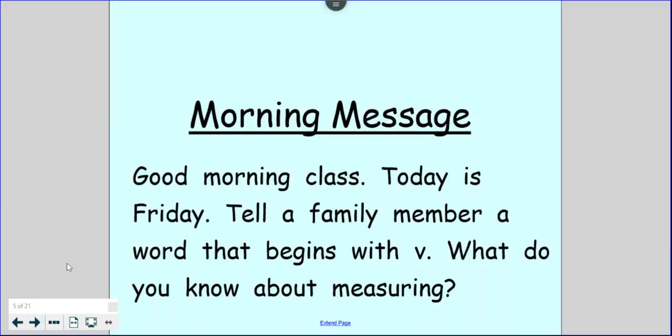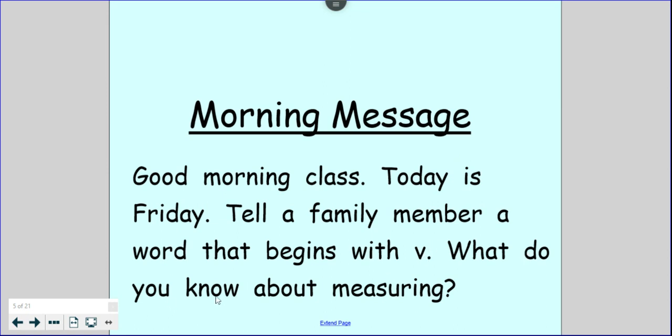Let's take a look at our morning message. We're going to point to each word as we read it aloud. Good morning, class. Today is Friday. Tell a family member a word that begins with V.